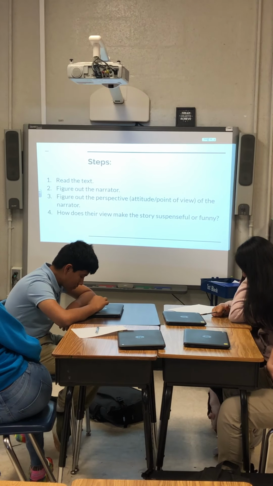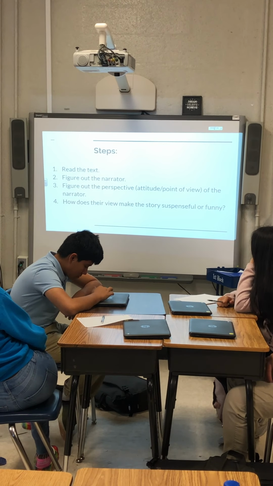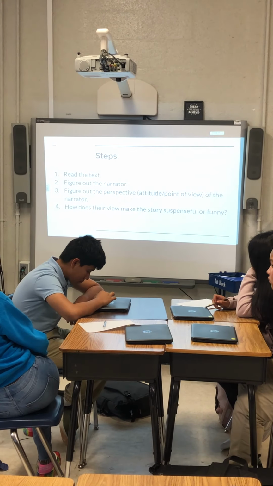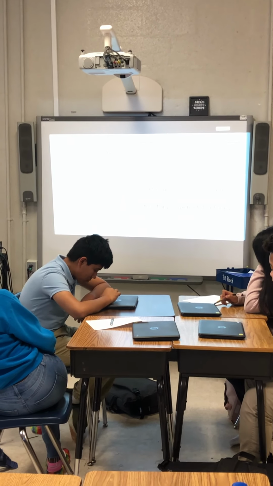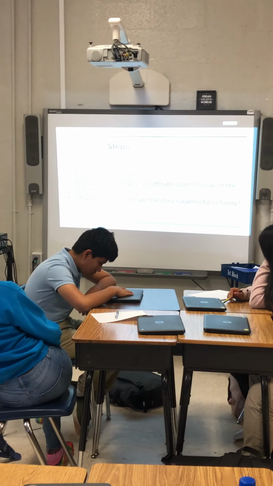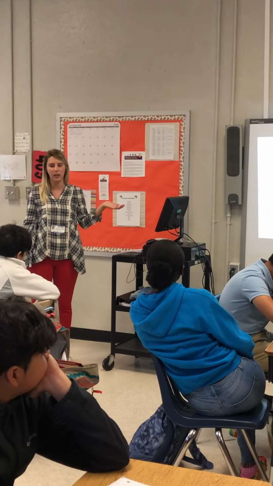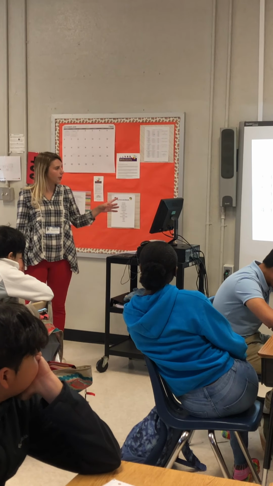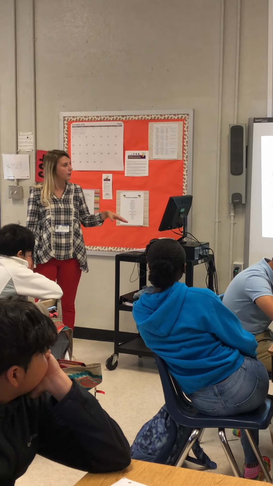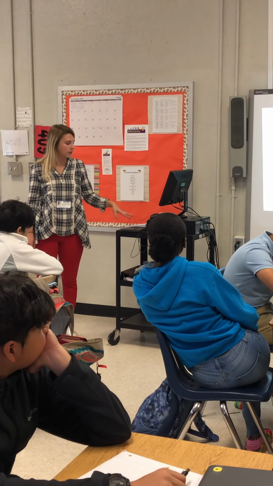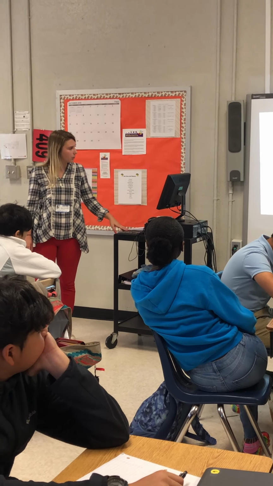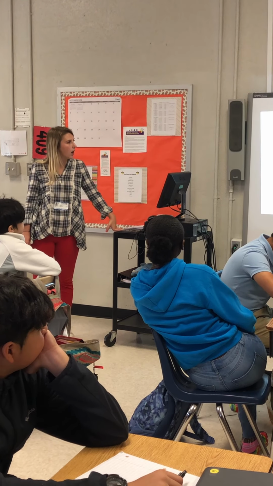Pretty simple. Read the text, figure out the narrator, which is usually the main character. Sometimes it's not, but figure out the perspective, which is like the attitude or the point of view. Perspective and point of view are kind of similar. They go hand in hand. Of the narrator, and then how does their view make the story suspenseful or funny? And we'll come back to these steps so you won't have to remember them. But okay.